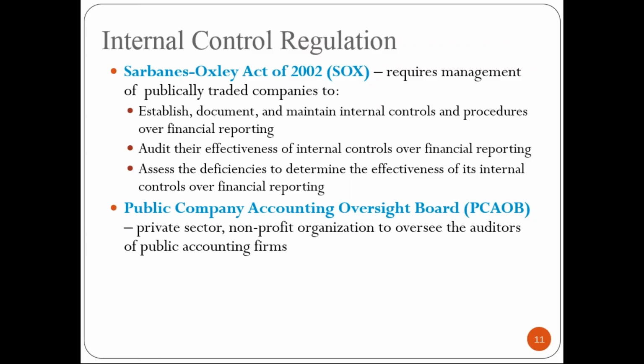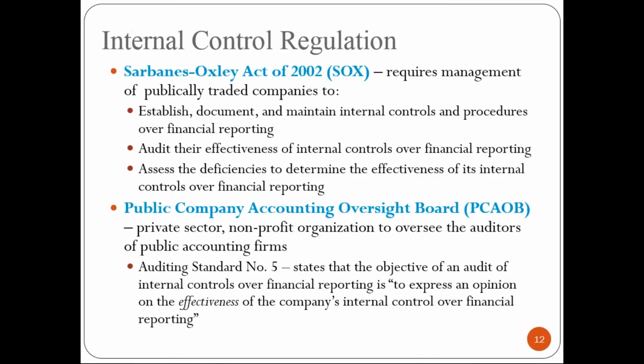PCAOB is a private sector nonprofit organization. It oversees basically the public accounting firms. This is kind of the post-Enron, we don't trust accounting firms anymore, so we have to have a private sector nonprofit organization sitting over them. Auditing Standard Number 5, under PCAOB, basically states that the objective of an audit of internal controls over financial reporting is to express an opinion on the effectiveness of the company's internal controls.